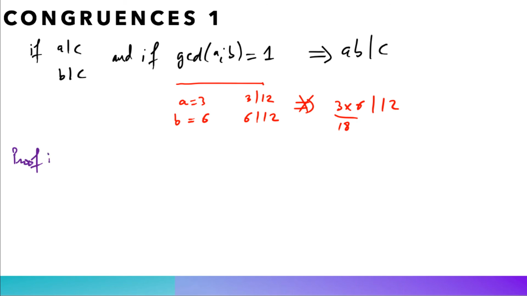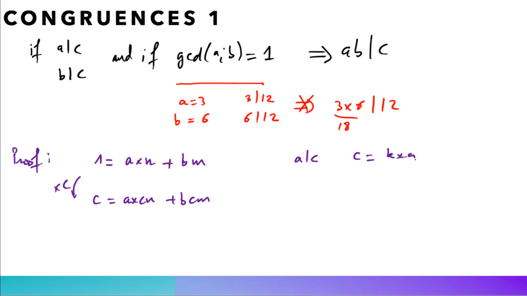It is actually a consequence of the Bezout identity seen in the previous lecture, from which we know that if the GCD of A and B is equal to 1, then 1 must be equal to A times a certain integer n plus B times a certain integer m, in which case if we multiply both sides by the number C, one gets here that C is equal to A times Cn plus B times Cm. But we know that A divides C, which means that C is equal to a certain integer k times A, and from B divides C, we know that C is also equal to a certain integer k prime times B.